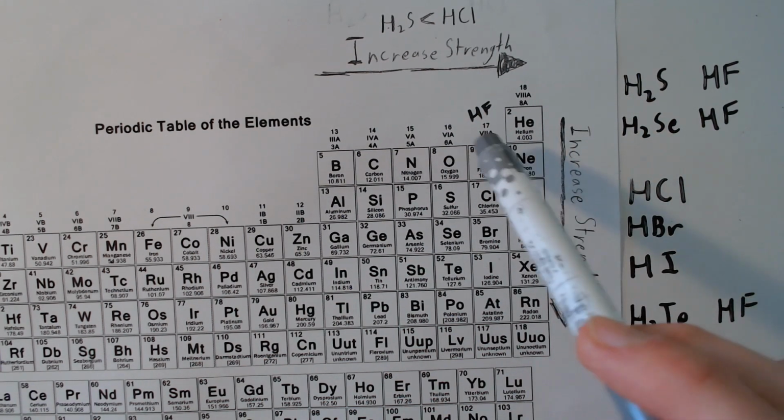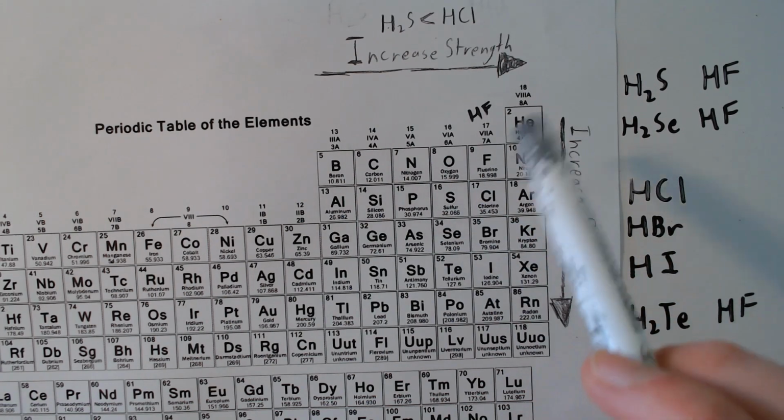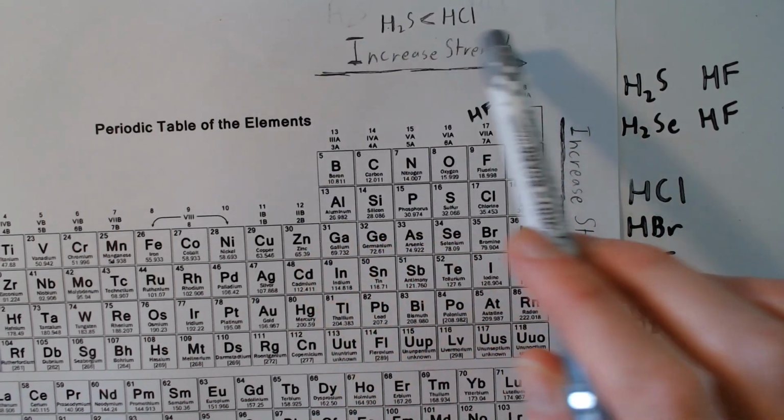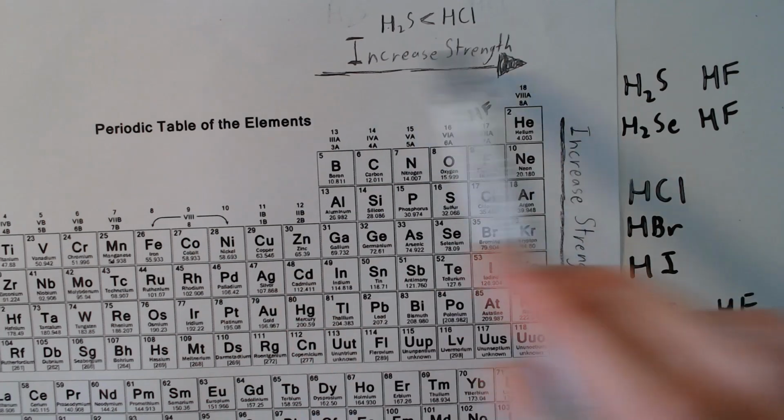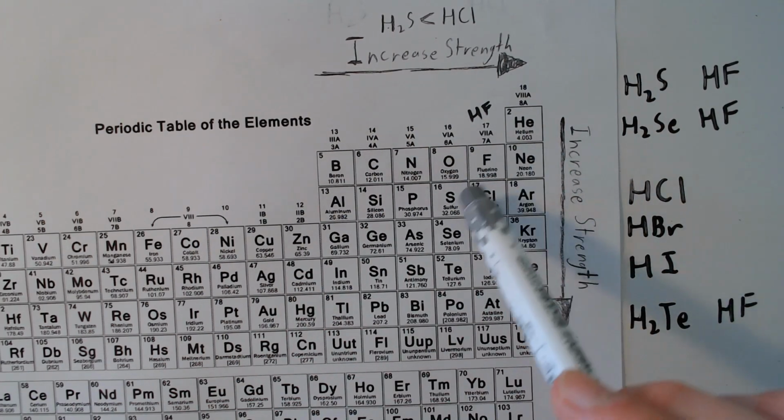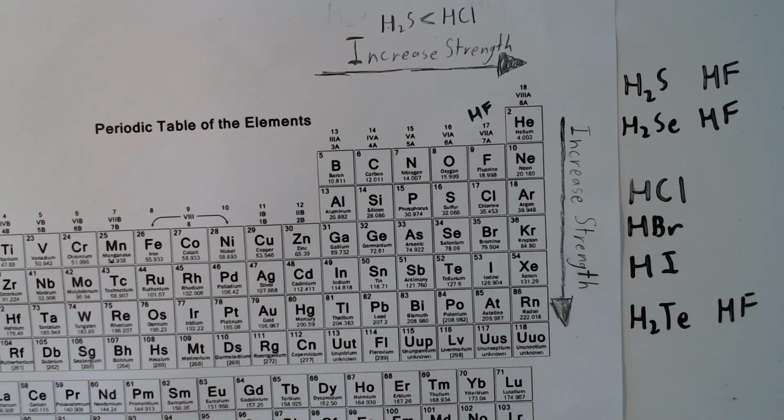Which is stronger, HF or H2S? Well, because I mentioned that the increase in strength across has a stronger effect, the HF is stronger than the H2S. Therefore, we can write that the HF has a greater magnitude of strength than the H2S.